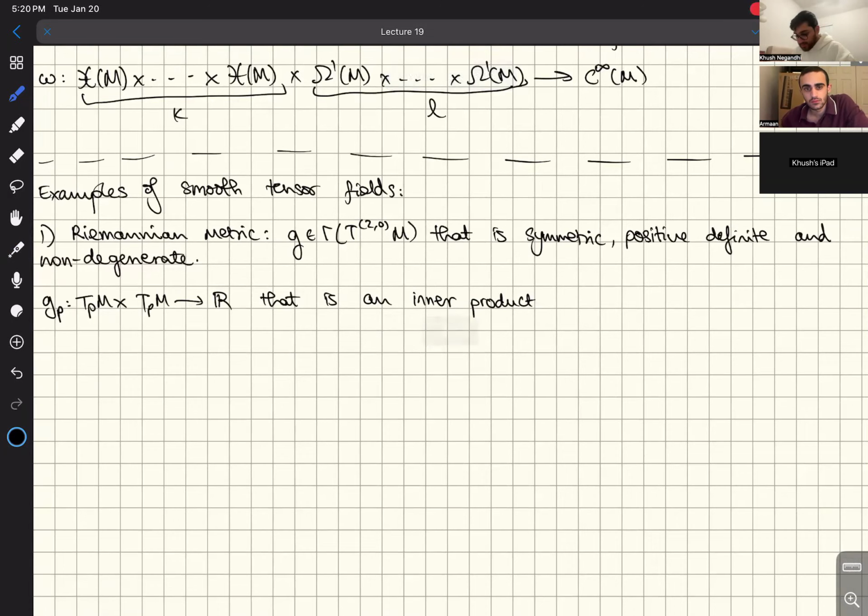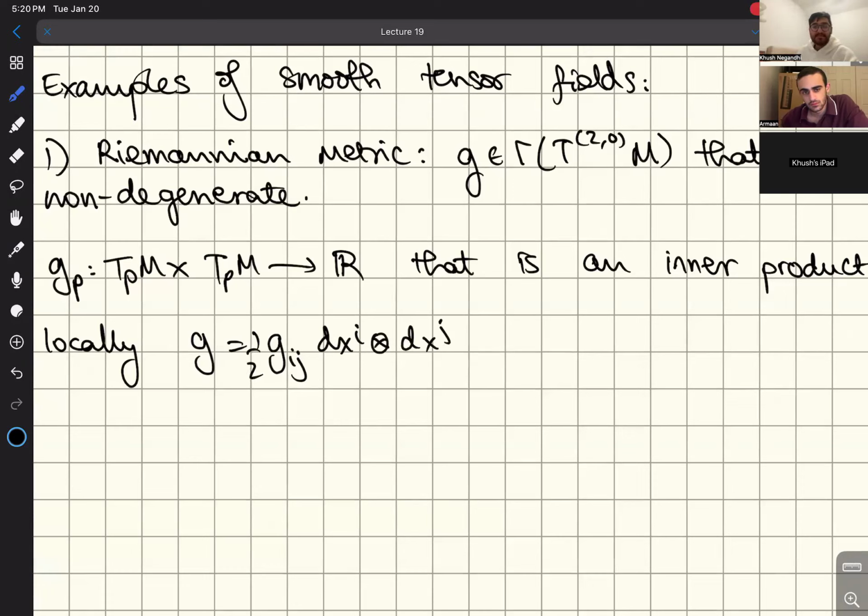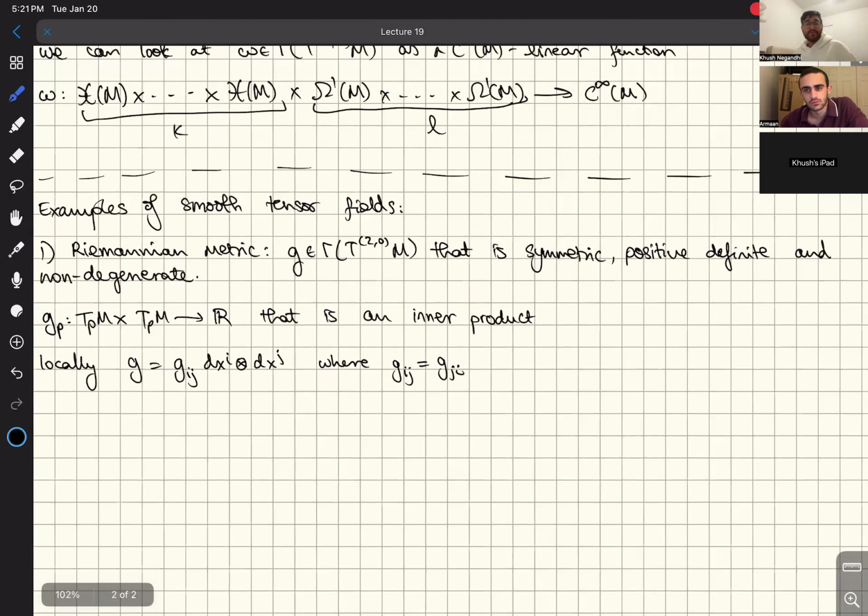So locally, G is equal to G_ij dx^i tensor dx^j, right? Some people put a 1/2 here. I'm not going to be too picky about that. Is there a reason for the half? The reason is symmetry. If I swap the indices, I'm double counting, basically. But for our applications, it won't matter too much. So this is what a Riemannian metric is from the point of view of tensors and a tensor field.